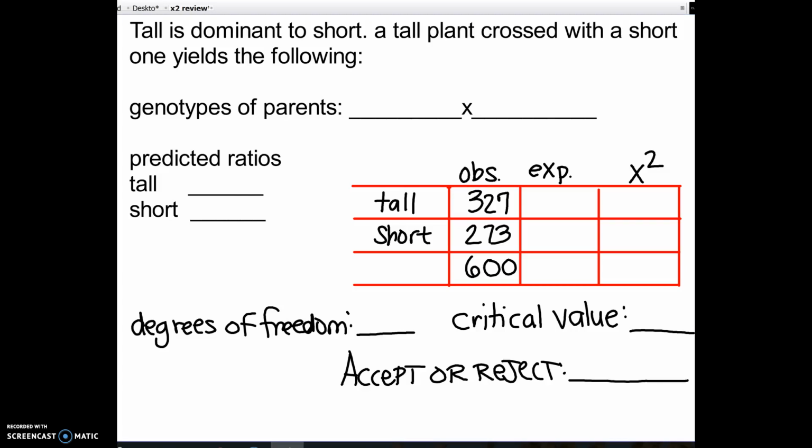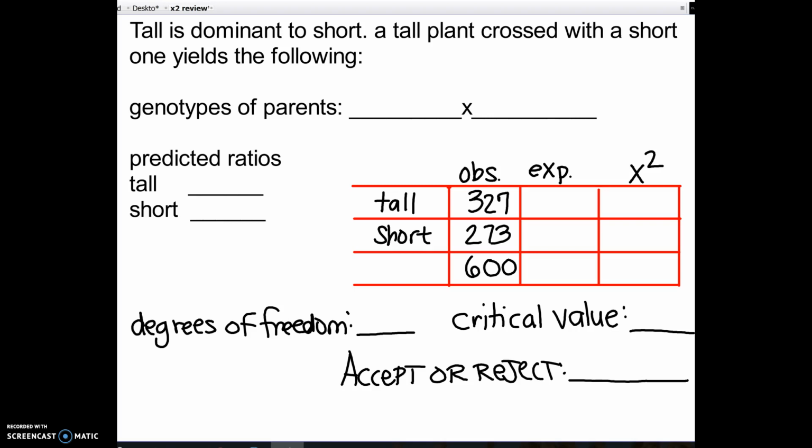Alright, this is a final review of how to do a chi-square test for your test that's tomorrow. Your short answer will have a chi-square test and it'll look very much like this. It will probably be a dihybrid cross, meaning one that has two traits rather than one, but there's already a tutorial of a dihybrid, so I'm going to do this one as a sample for tomorrow's test.